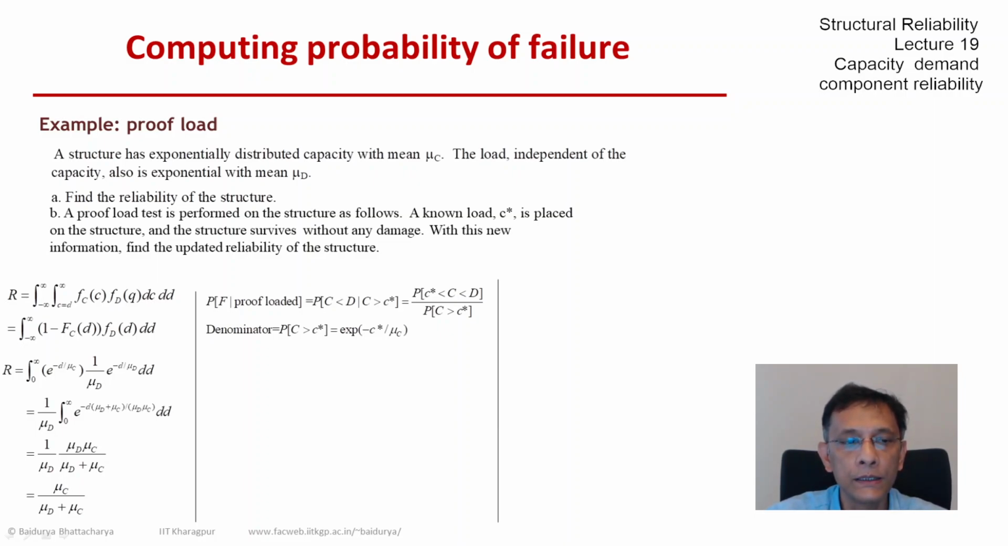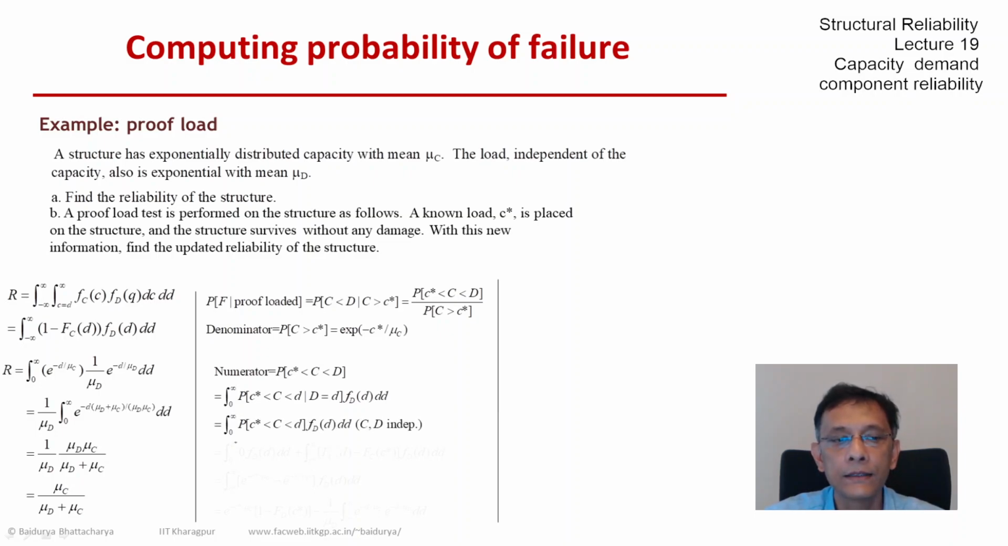So that would be the complement of the CDF of C, which is there as you see. And now let's look at the numerator. Numerator clearly is the difference of two CDFs. However, D must be greater than C star. So let's make sure we put those conditions, and we also make use of the fact that C and D are independent.